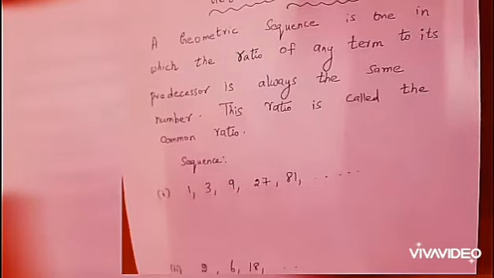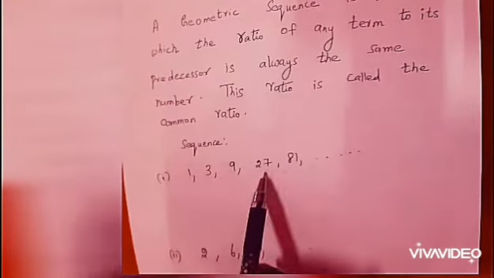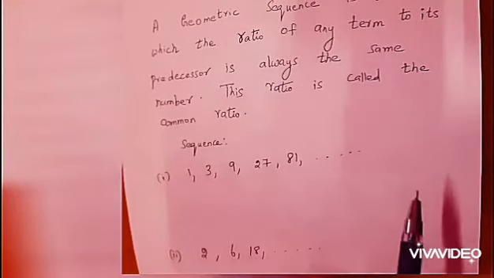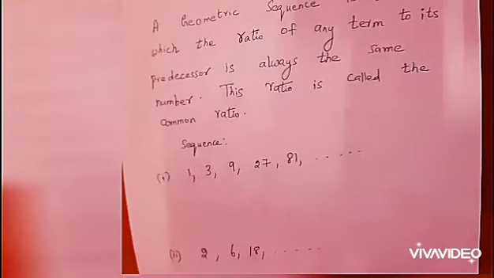Okay, so we'll see the sequence here. You have 1, 3, 9, 27, 81, and it goes on. It's an infinite sequence, right? Because it does not have a last term. Okay, so in order to check whether it's a geometric sequence or an arithmetic sequence, we should know how to find whether it's an AP or GP problem.